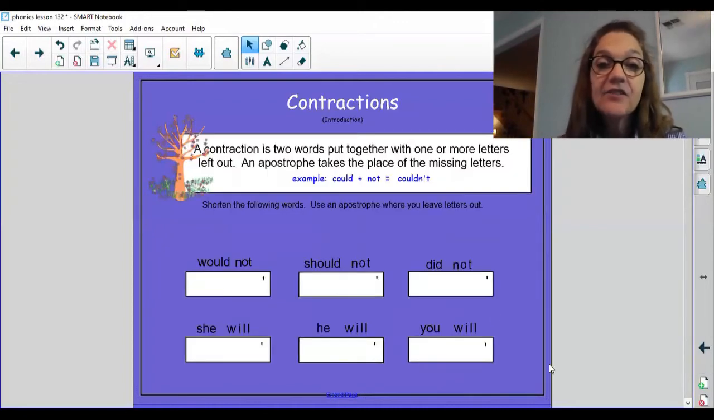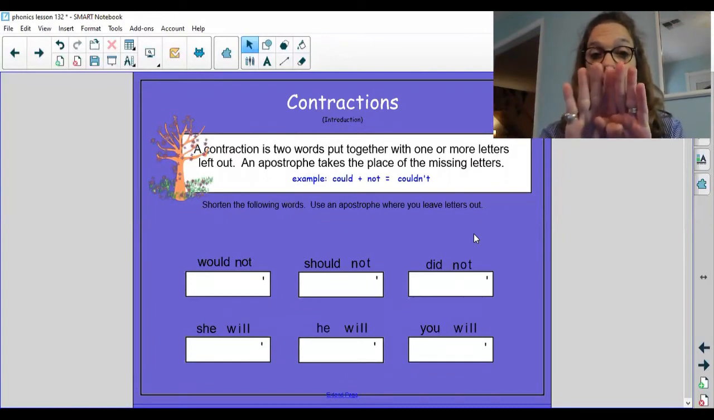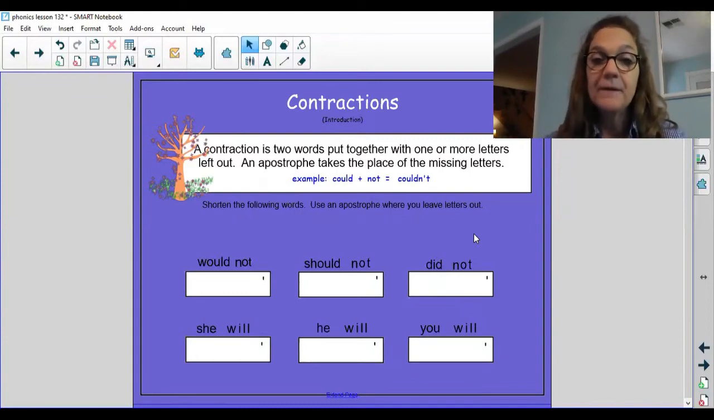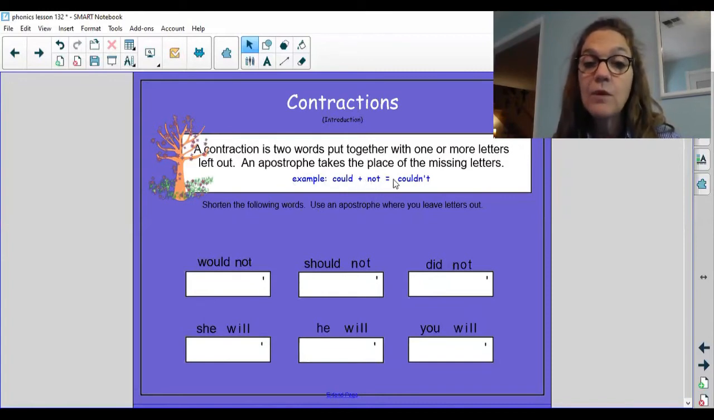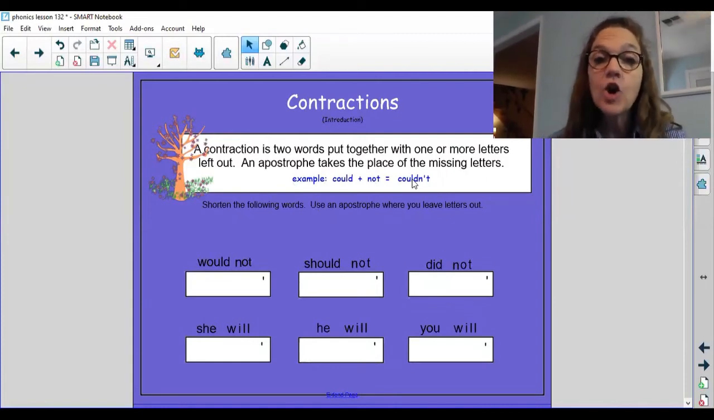All right, now let's look at something new today. Although you've seen these before, we read them during reading groups. Today we're going to talk about contractions. That is where we take two words and we put them together and we squeeze out some of the letters to make a shorter word. For example, if we had could and not, if we put those together, we have couldn't. We don't always say could not. I could not fold my clothes. I couldn't fold my clothes. I didn't know how. I couldn't.